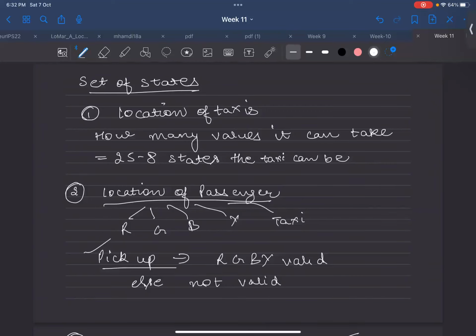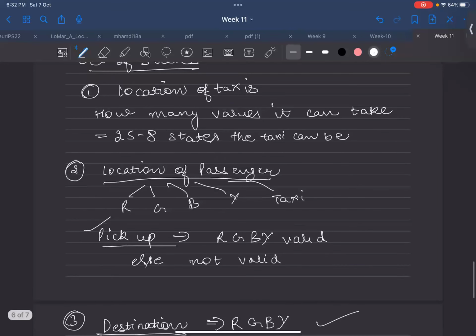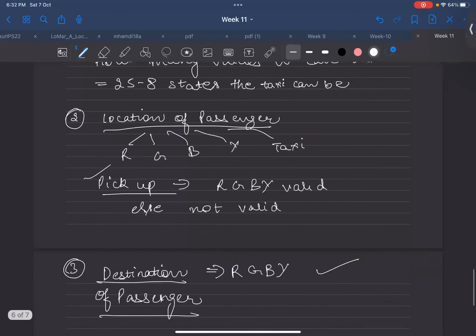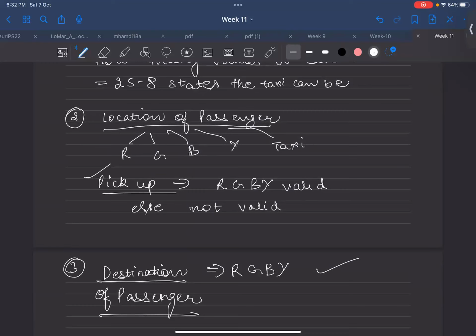25 minus 8 is the possible location of the taxi. That is one factor, and then the other things are where is the passenger and what's the destination. I'm getting confused here about how to estimate states, the confusion between actions and states.